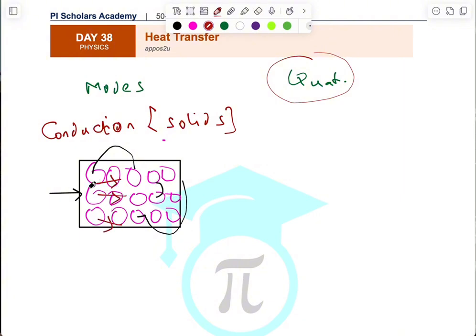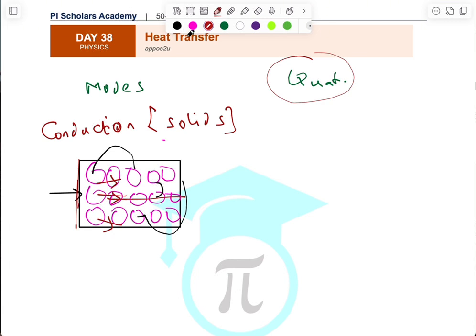So when you supply heat to one end, it is properly transferred and taken to the other end without anybody actually moving. The only thing that they do is that these particles vibrate about their main position. So transfer of heat such that the average position of the particles of that body remains unchanged is called conduction.